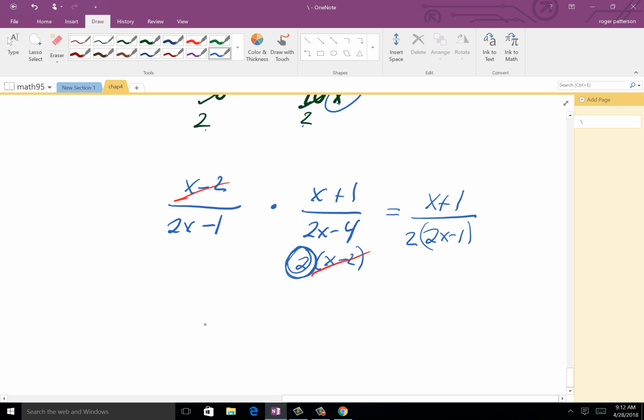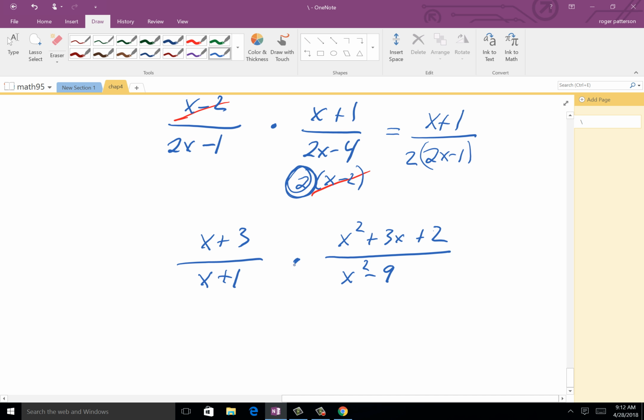Okay, so let's try it now. Let's do some more here. Let's go with the x plus 3 and an x minus 1. And we're going to multiply. Alright, so let's go with one like this. Again, I want to look for things that I can factor. So x plus 3, x plus 1, I can't do anything with that. I can factor this one over here. And I can factor the one on the bottom.